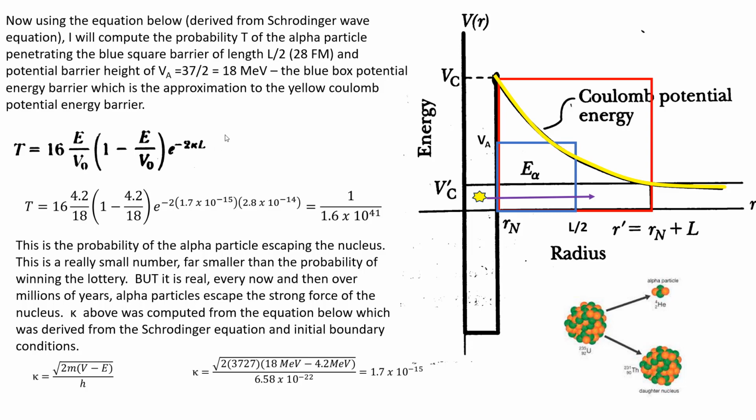I'm going to plug in L over 2, 28 femtometers, which is 2.8 times 10 to the minus 14th, for this value here, and I get 1 over 1.6 times 10 to the 41. So this is the probability of the alpha particle escaping the uranium nucleus. Obviously this is a really, really small number, far smaller than the probability of winning the lottery, but it is real. Every now and then, over millions of years, alpha particles escape the strong force of the nucleus. So let's move on.